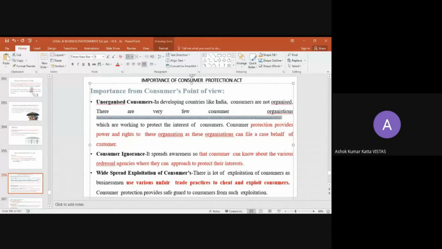So we need to understand these are the institutions established only for the sake of providing safety and security for people, and they will be working on behalf of the interest and on behalf of the rights of the consumer.